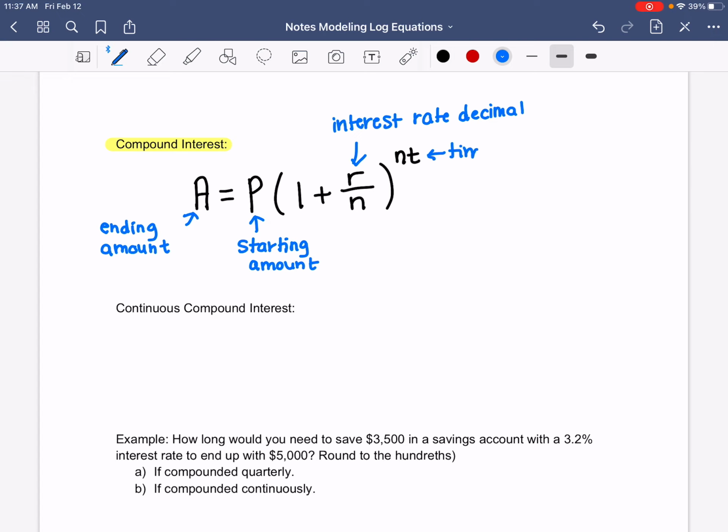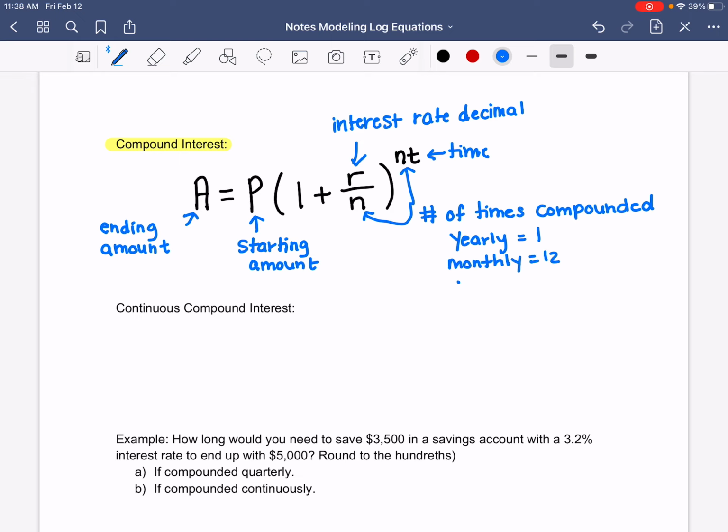t is your time. And this n right here is the number of times compounded a year. So what that means is how many times they are going in and adding interest to your account. If it's yearly, then n would be equal to 1. If it's monthly, it would be 12. If it was daily, it would be 365, etc. Okay, so there's different ones that it could be. It could be weekly, it could be quarterly, just the number of times compounded each year.